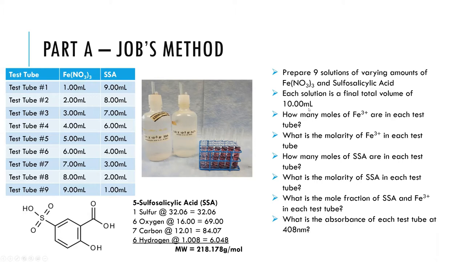In each of these 9 test tubes, you can determine the moles of the Fe3+, and therefore the molarity of the Fe3+, as well as the moles of sulfosalicylic acid, abbreviated SSA. You could also use these moles to determine the mass of something. This compound here is the sulfosalicylic acid molecule, written in organic chemistry notation, and it has a molecular weight of 218.178 grams per mole. So in each one of these 9 solutions, you can determine the individual moles of the two components, as well as their molarities.